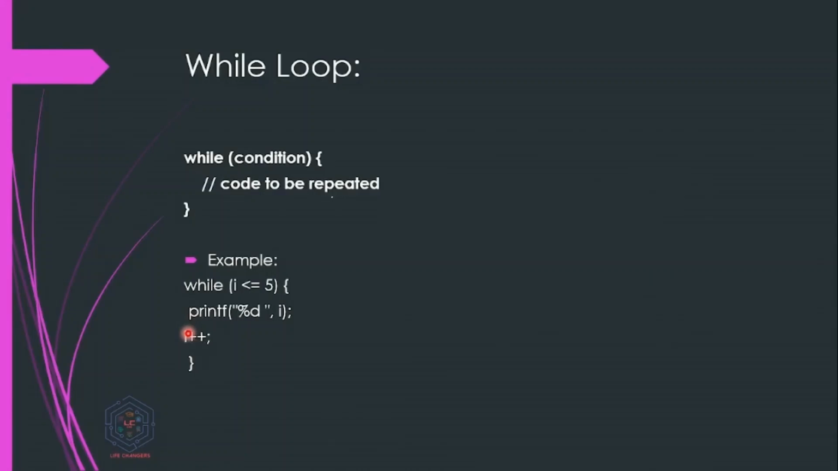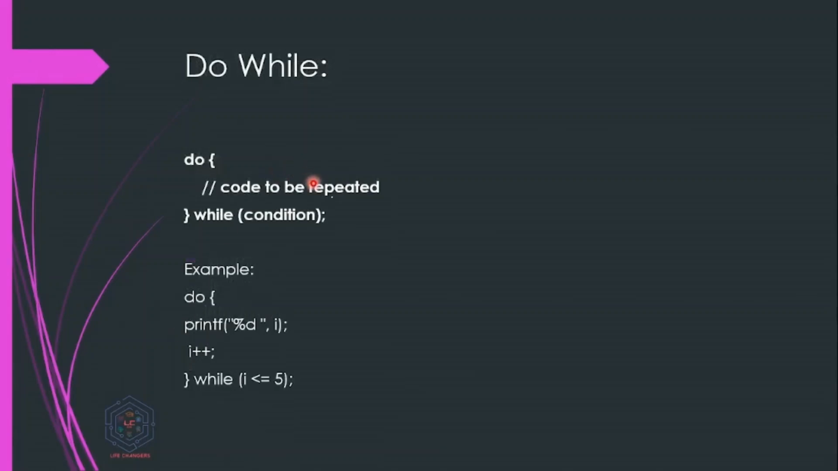Okay, let's go for do while. Similar to the while loop, the do while loop executes a block of code while a specified condition is true. However, it guarantees that the code within the loop will execute at least once, as the condition is checked after the initial execution. That is, in do while the condition is checked only at the last. First the code is executed and only after the execution is the condition checked. This is the major difference between while and do while.